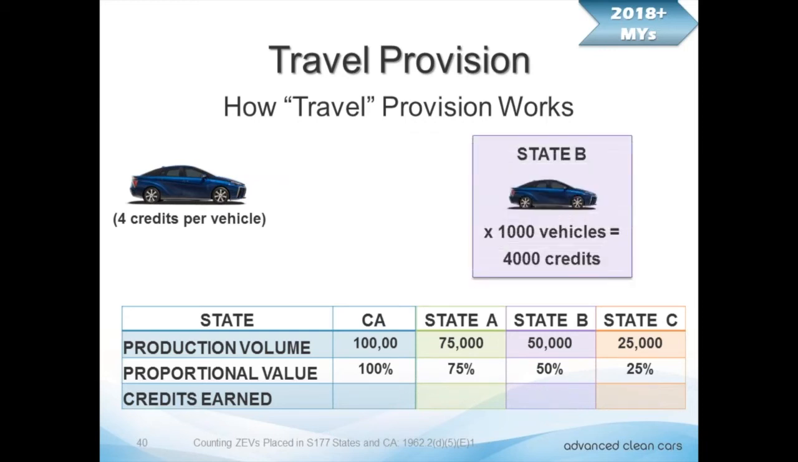Now let's say that instead of earning the credits in California, you sold all 1,000 vehicles in state B, and you chose to travel the resulting 4,000 credits from that state.